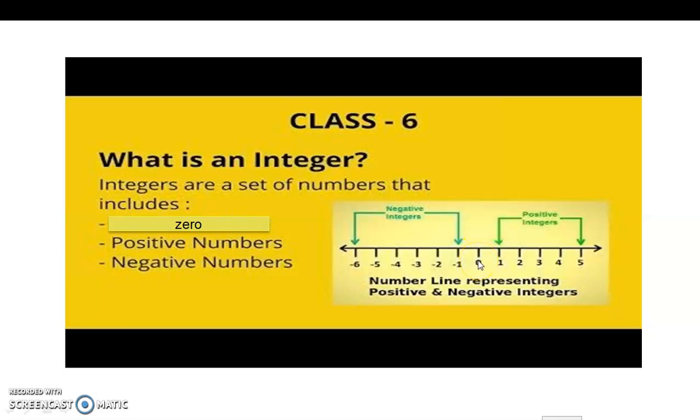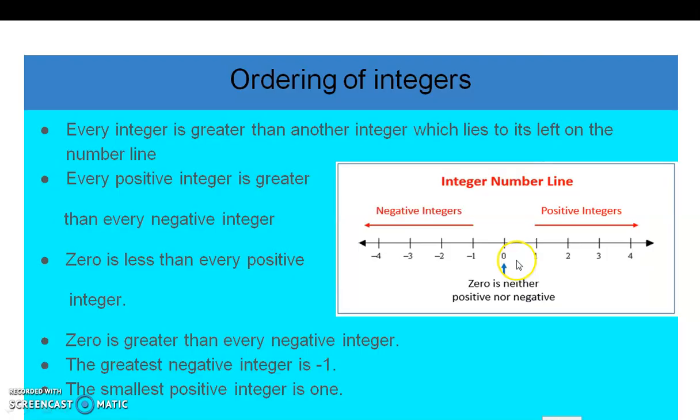The numbers which are towards the right side of 0 are called positive integers, and the numbers which are towards the left side of 0 are called negative integers. 0 is neither positive nor negative integer.